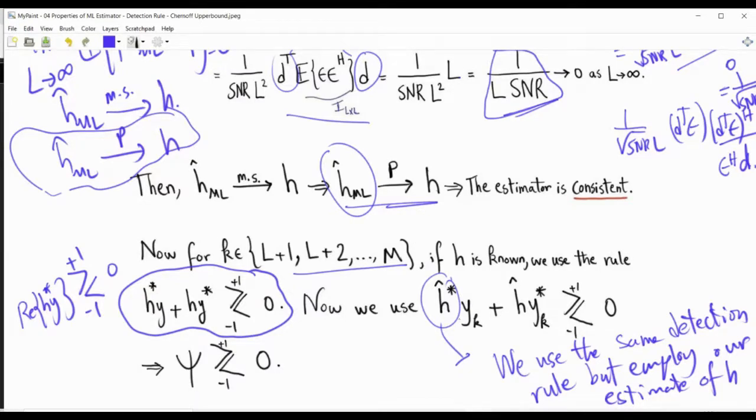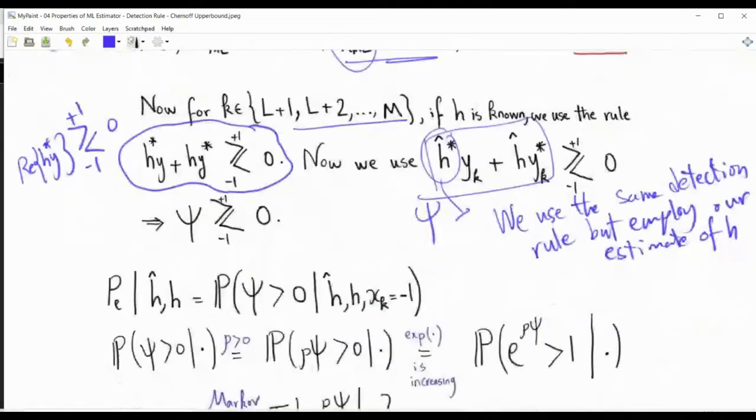So it involves now the estimated value of the channel, and of course the received signal corresponding to one of the transmitted binary PSK symbols. And I will call this thing here psi, and we will compare psi with 0. If it's greater than 0, we say +1. If it's less than 0, we say -1.